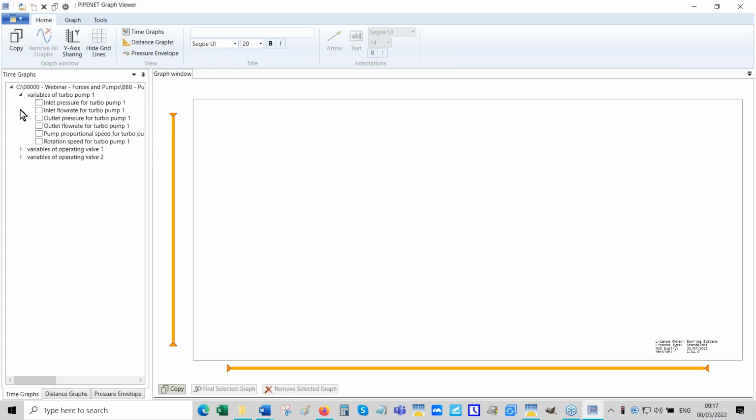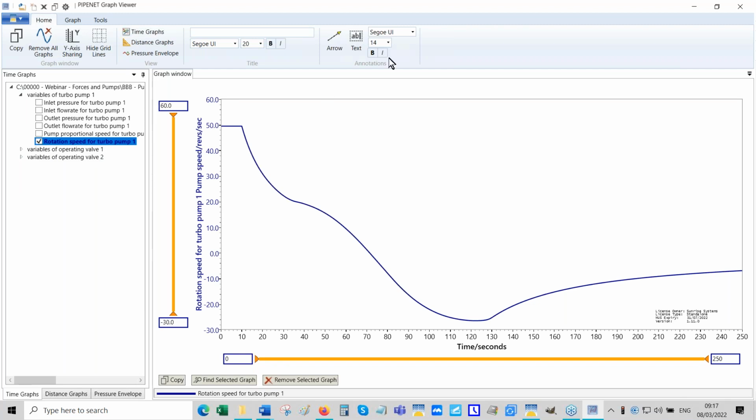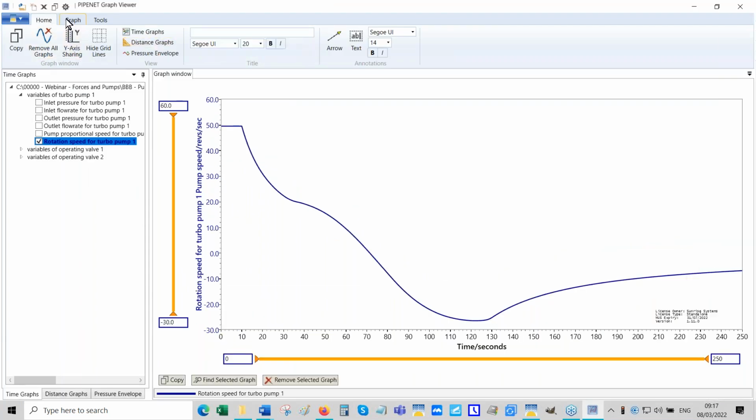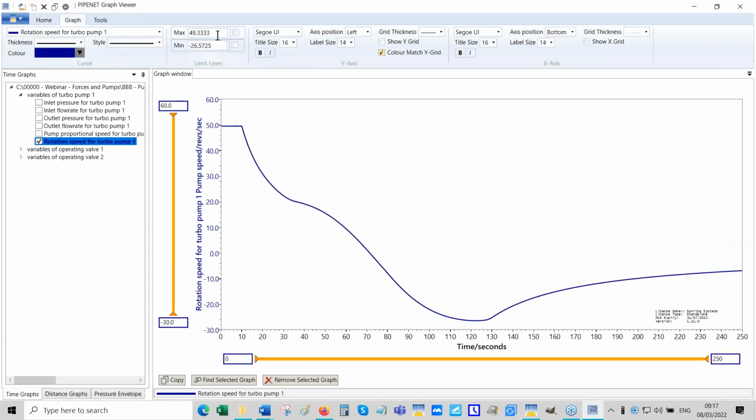Let's look at the turbo pump. Rotation speed. You can see, oops. Show the 0 line. See, that's 0 RPM, and you can see that it's negative.